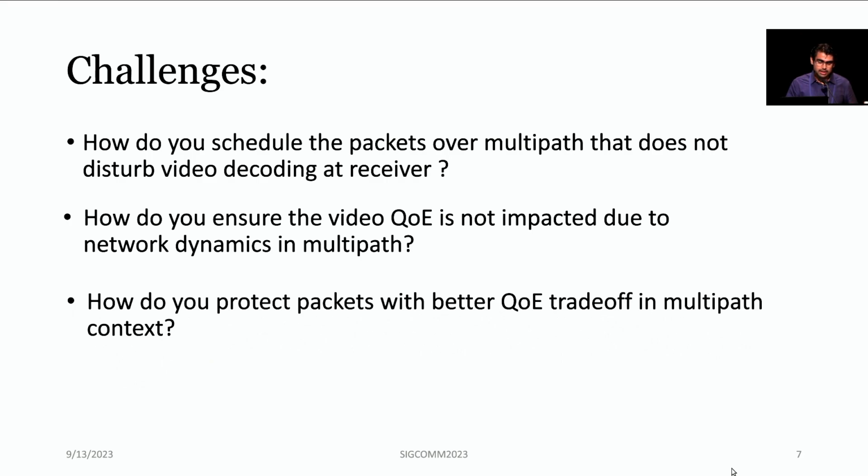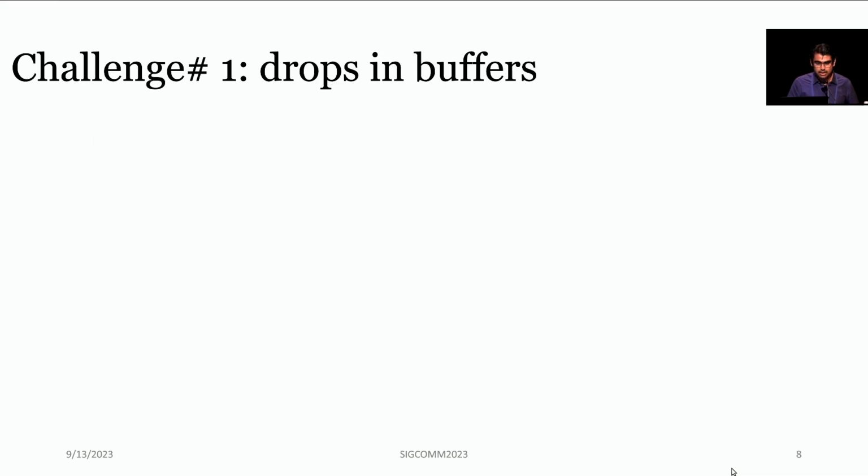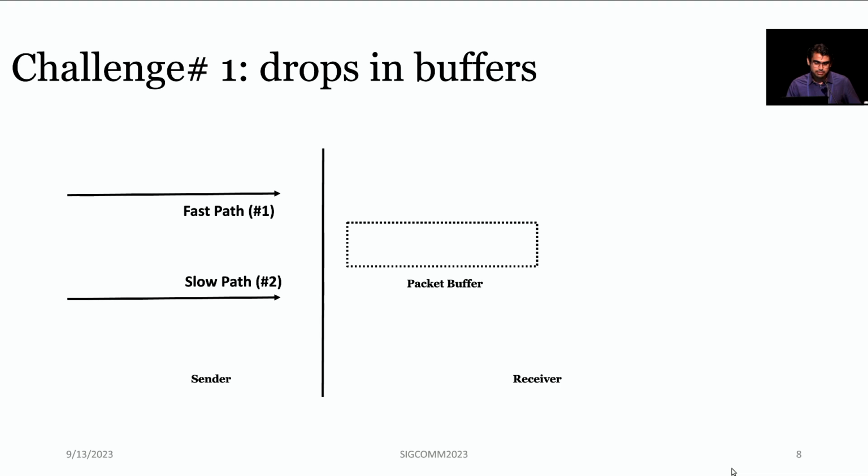And in real-time communication, protecting the packets becomes important. So how do we design a protection mechanism that takes multipath into the picture? Because we have limited time, I will briefly try to capture the 2 challenges that we solved. Now let's assume that we have 2 paths, path 1 and path 2, and there is a scheduler that tries to put the packets of this frame.